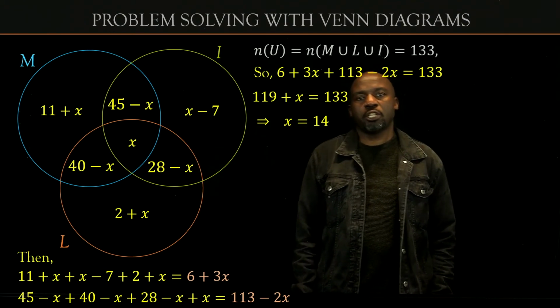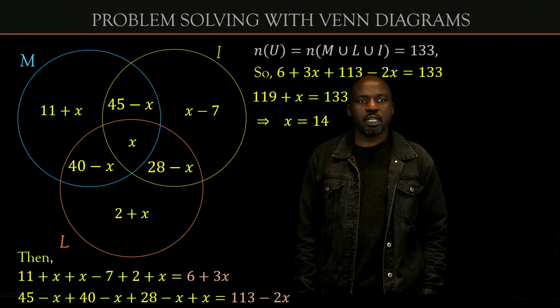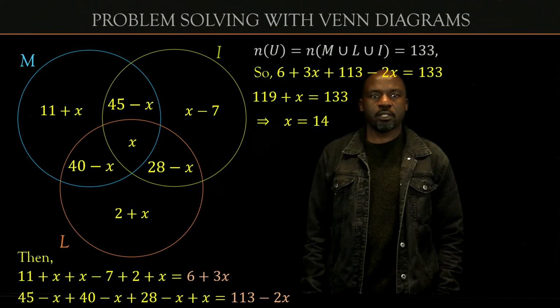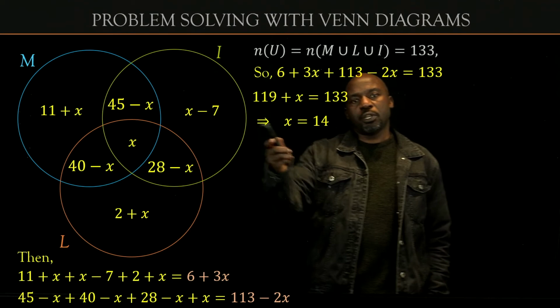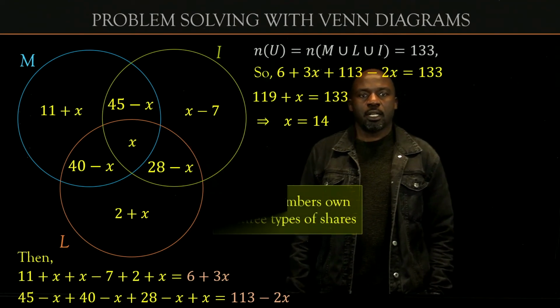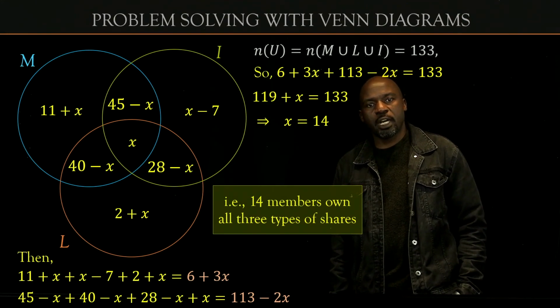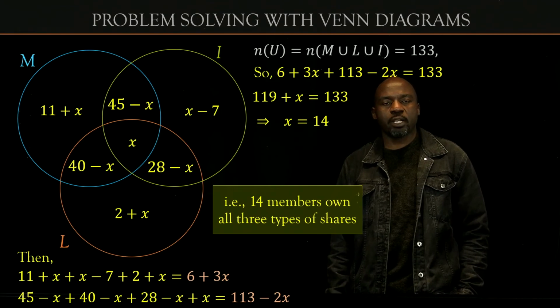So this suggests that there are 14 members of the club, 14 out of the 133 members, who own all the three types of shares. Okay, I can conclude that 14 members own all three types of shares, as the question requires us to do.